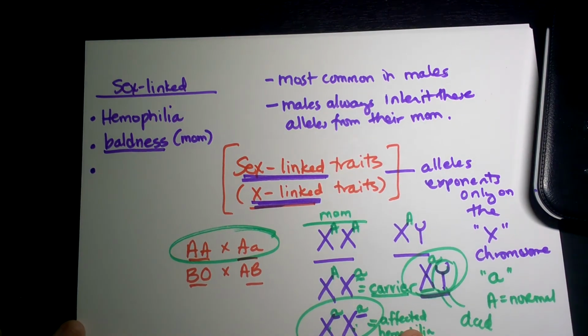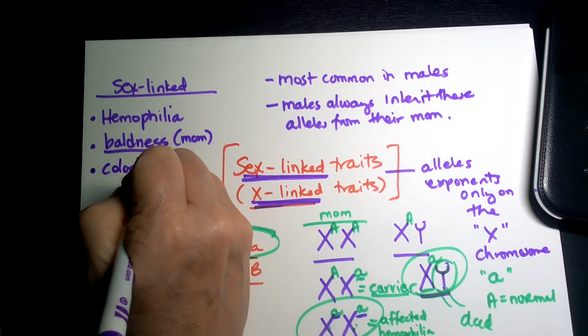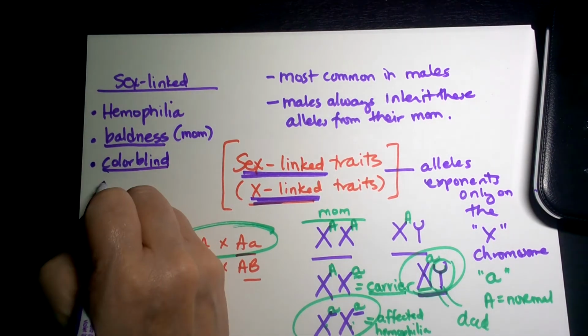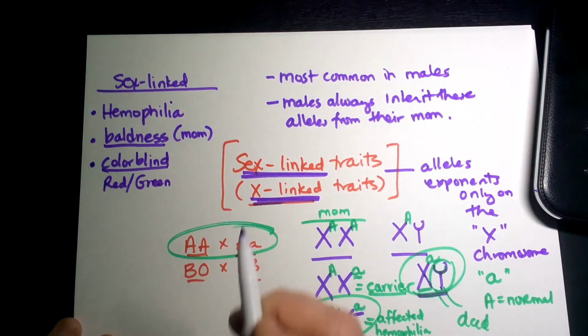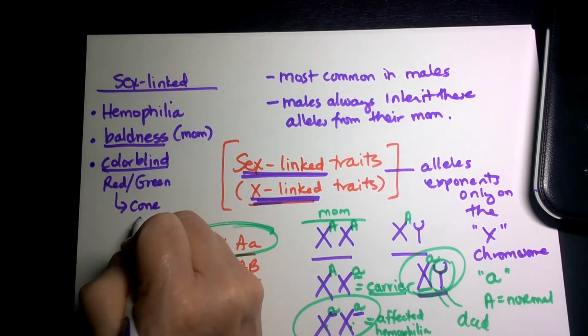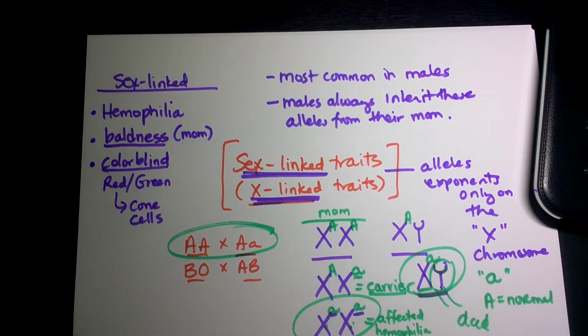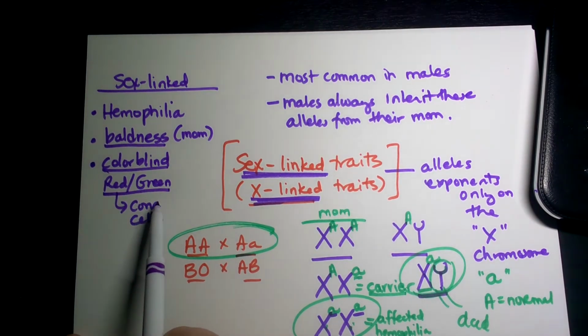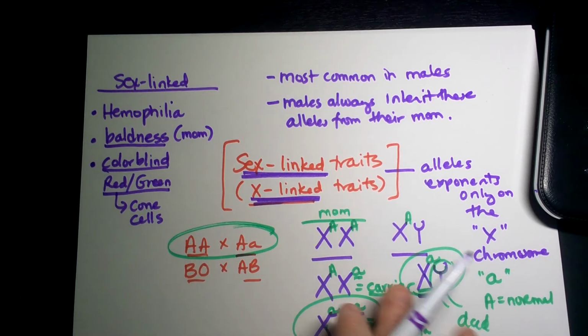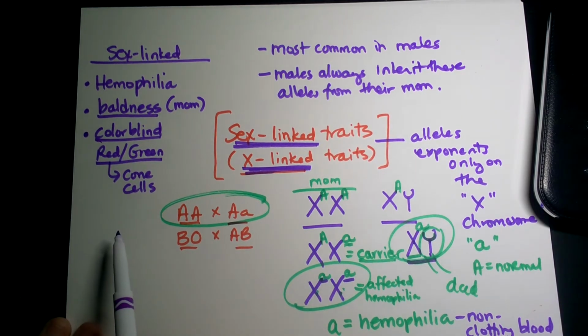So we have hemophilia, we have baldness, and we have color blindness. The gene for color blindness is also on that X chromosome, and it's usually the red-green color blindness. In your eyes, you make rods that detect light, and cone cells that detect color. People who inherit the color blindness gene don't have different cone cells for red and green. They only have one. So they can't tell the difference between red and green because their eye sends the signal to the brain, and the brain perceives them as the same color. So boys, color blindness came from your mom. And if your mom is colorblind, boys are going to have a 100% chance of getting it.